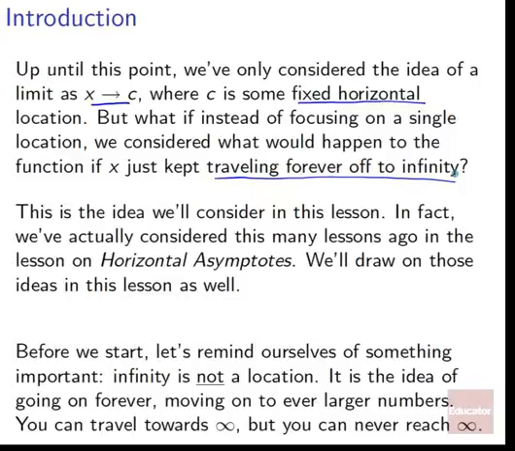In fact, we've actually considered this many lessons ago in the lesson on horizontal asymptotes, because a horizontal asymptote was the question of what does this function go to in the very, very long run? As x runs off to infinity, both the positive and the negative infinity, what vertical value, what y value, what function value do we wind up running to in the long run? That was the idea of a horizontal asymptote, so we'll draw on those ideas in this lesson as well.